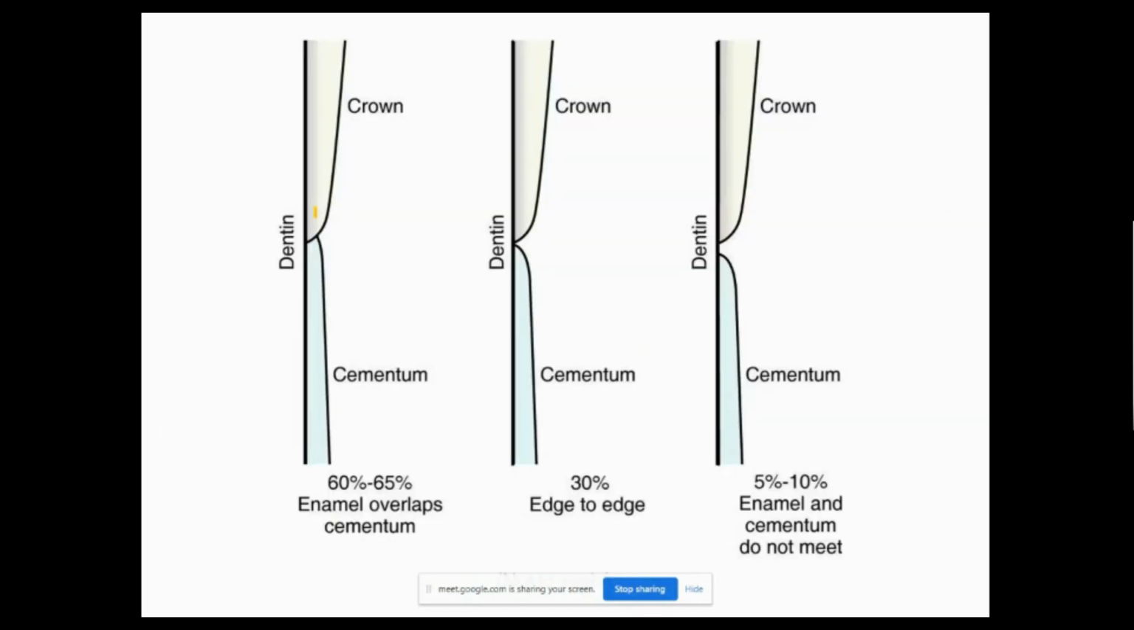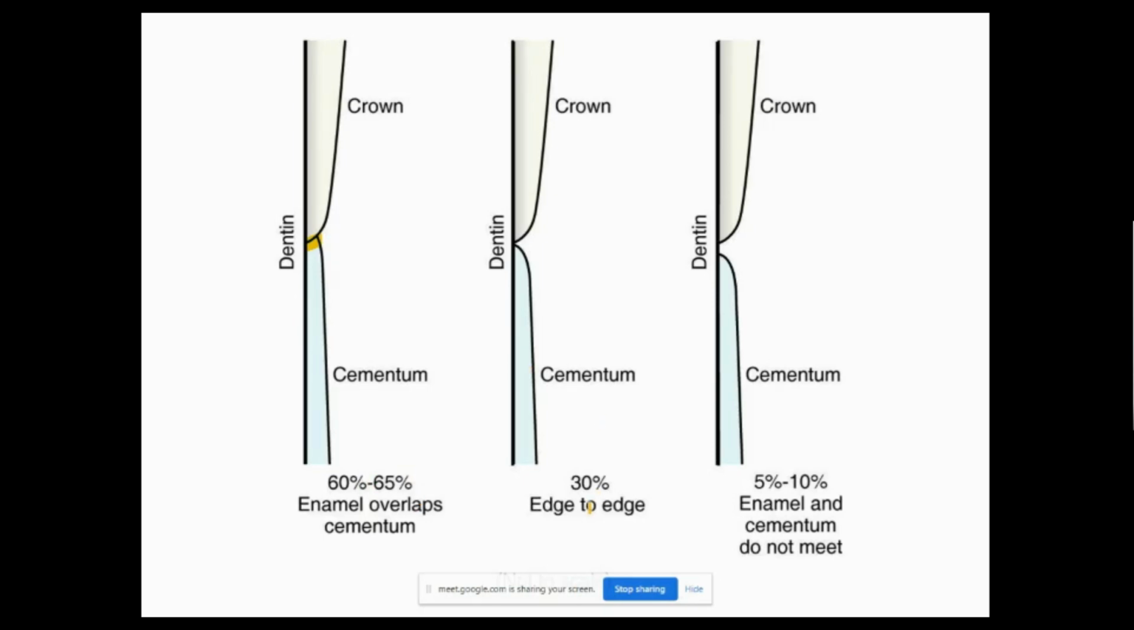Let me show you the image. So this is the cementum and this is the enamel, because this is the crown. This is dentin here. So dentin is radicular dentin and coronal dentin. And this, of course, is enamel. So when the cementum overlaps a part of the enamel, that's called the overlapping type, and that's the most common type, and it is present in 60 to 65% of the teeth.